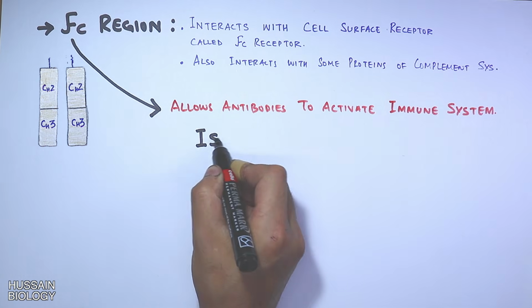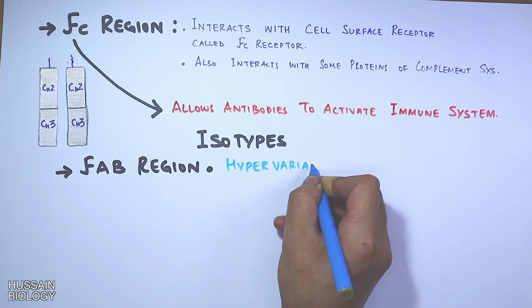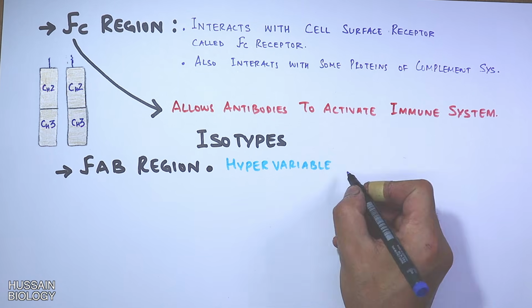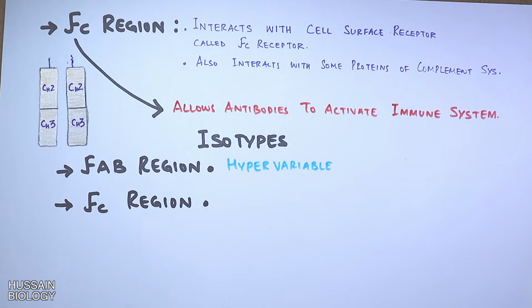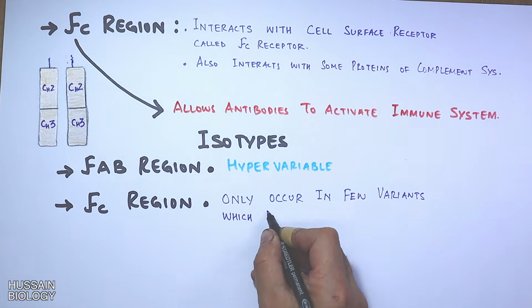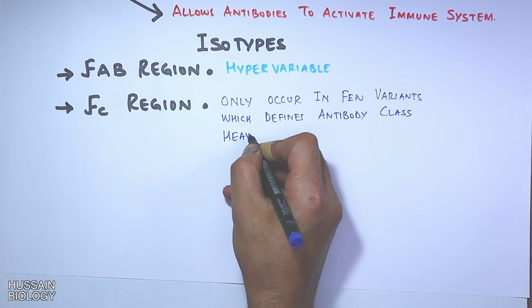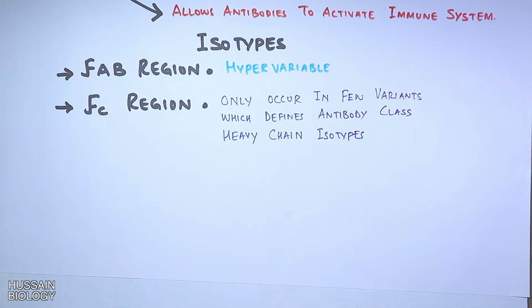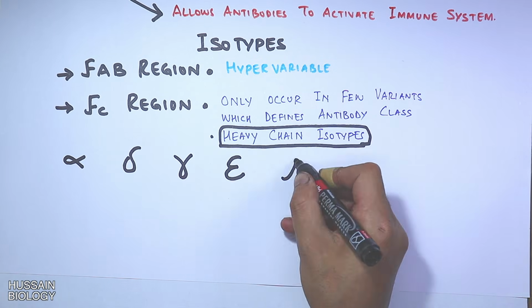Furthermore, we have the isotypes of antibodies. We see the Fab region is hypervariable. It exists in numerous forms, whereas the Fc region only occurs in a few variants, which defines the antibody class. That means the Fc region, which has only heavy chain, designates the isotypes of antibodies. So we call it heavy chain isotypes. The isotypes include alpha, delta, gamma, epsilon and mu.